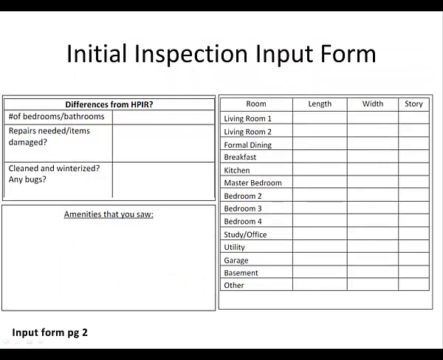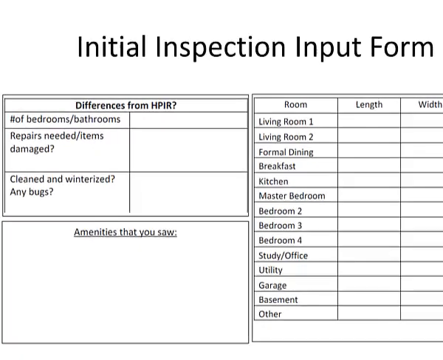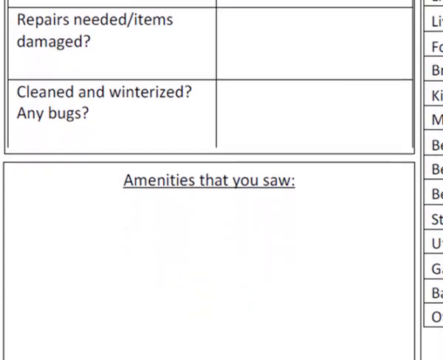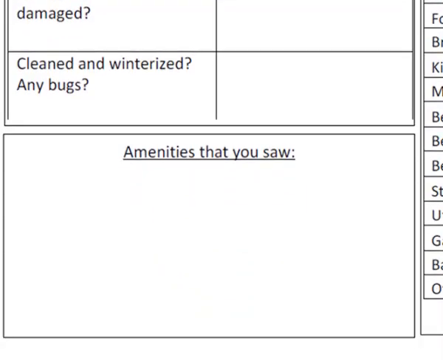Anything that you've seen up to this point regarding an issue with the property, a positive about the property, a selling point possibly, or any discrepancies, differences between the HPIR and what you actually observed, this is the form to write it down on. So you write down the number of bedrooms, bathrooms, any repairs that are needed, the locations of the repairs. Write down if the property is broom swept clean, if it's winterized, if it has any bugs, and then any amenities that you saw. Please be as detailed as possible, especially when noting the differences from the HPIR.